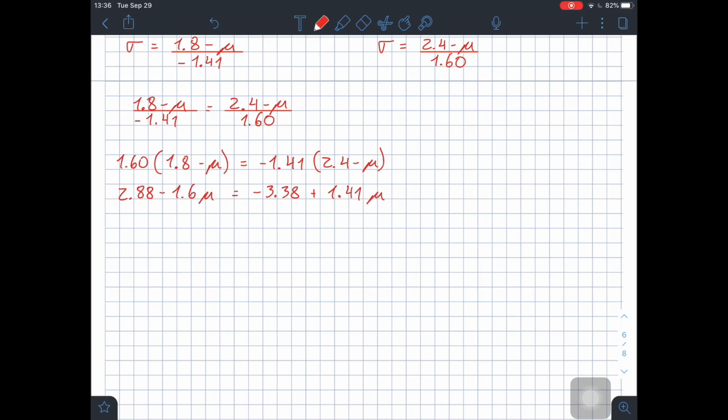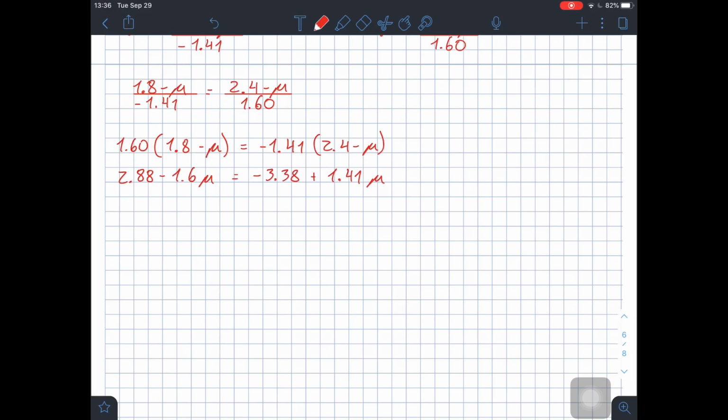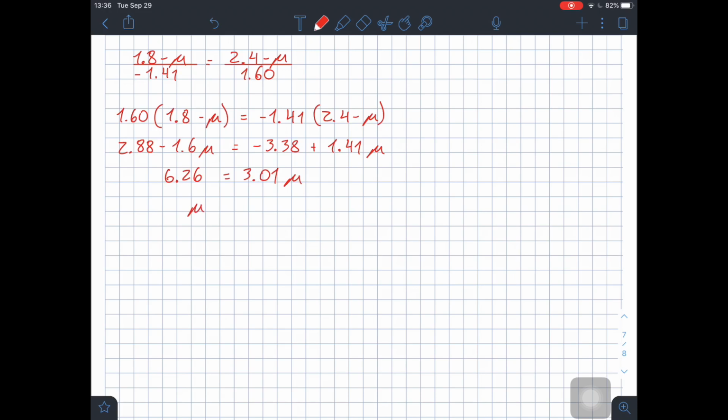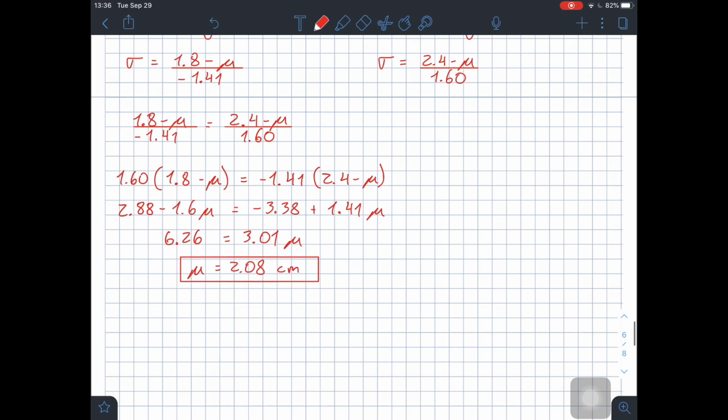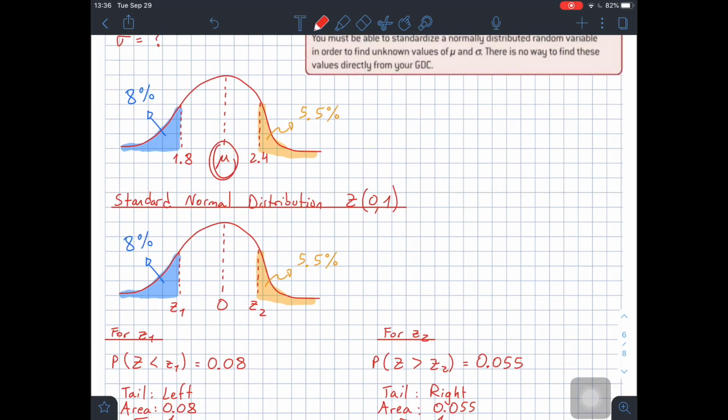Okay, then if we keep on solving this, we're going to get that if we reorganize terms, I want to take this to the right and bring this to the left, then we're going to get that 6.26 is equal to 3.01 mu. So finally, we will get the value of the mean, mu, is equal to 2.08 centimeters. If you take a look at our information from the beginning, you would see that 2.08 makes sense with the problem. 2.08 is a value in between 1.8 and 2.4. So that means that the value is logical, okay?